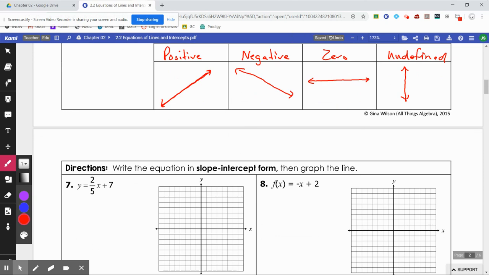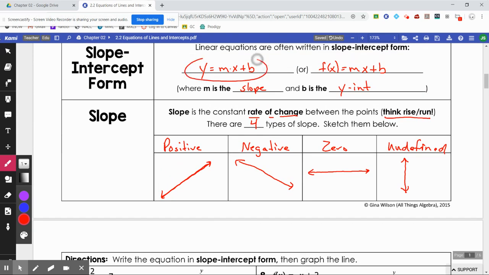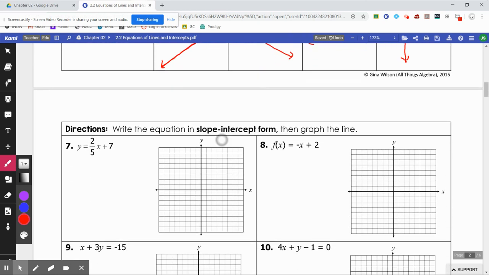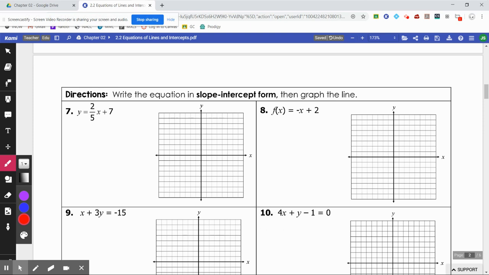Okay, now slope-intercept form. If you can write a line in slope-intercept form, y equals mx plus b form, you're able to look in front of the x and know what the slope is. You're able to look at what's being added or subtracted, and you know what the y-intercept is. If you don't remember y-intercept, that's where a line crosses the y-axis. So this one here is written in y equals mx plus b, to where the number in front of the x is your slope. So this line has a slope of 2/5, and the number that's being added or subtracted is your y-intercept. So what that means is, it says write the equation in slope-intercept form. It already is. Then let's graph it.